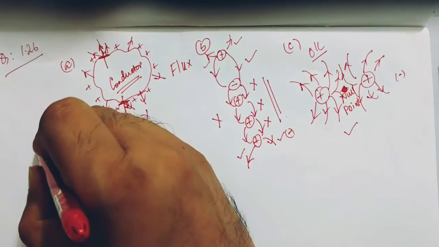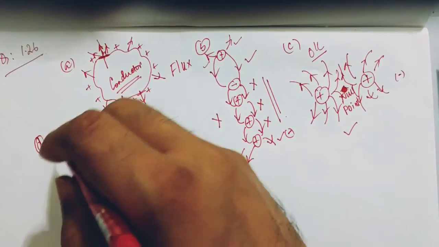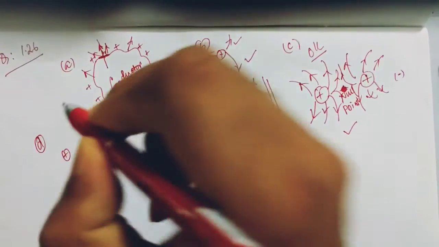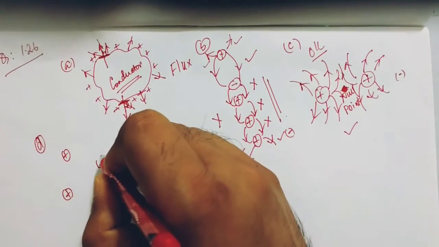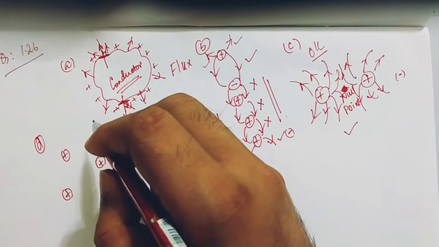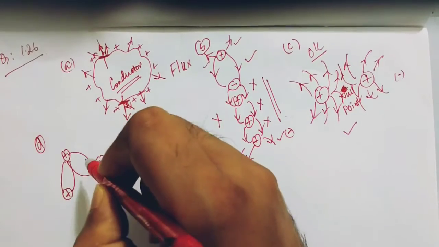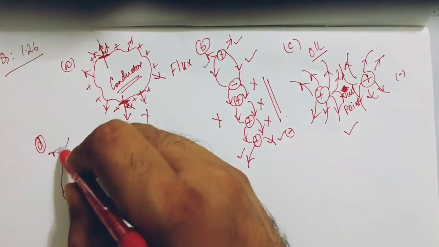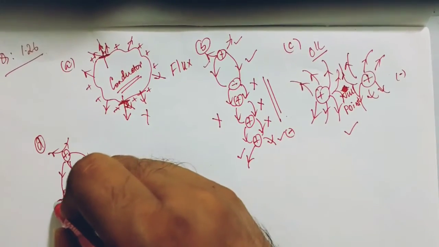Now another picture they have given, this one. There are three positive charges like this. One positive charge here, one here, in a triangular form like this, and the field lines they have shown like this, like this, and this is coming out, this is coming out, this is coming out.